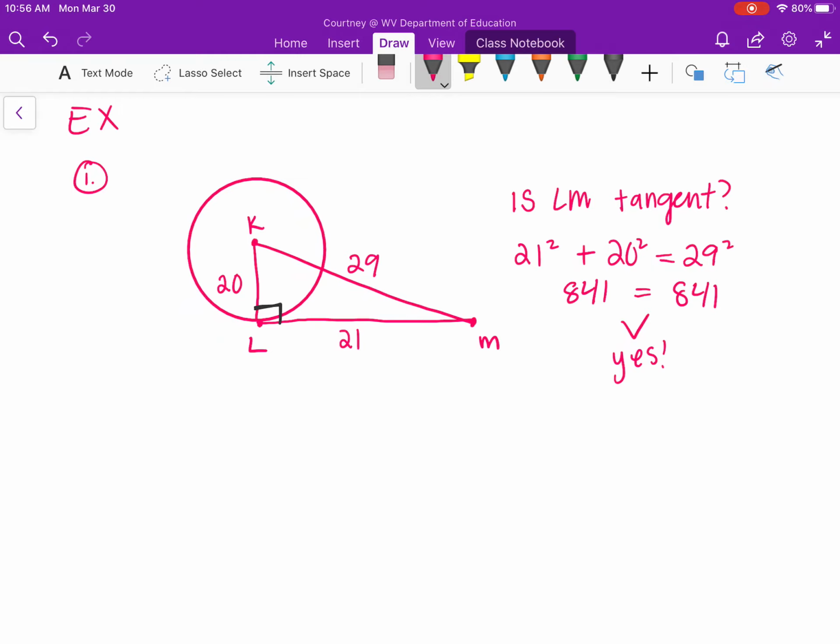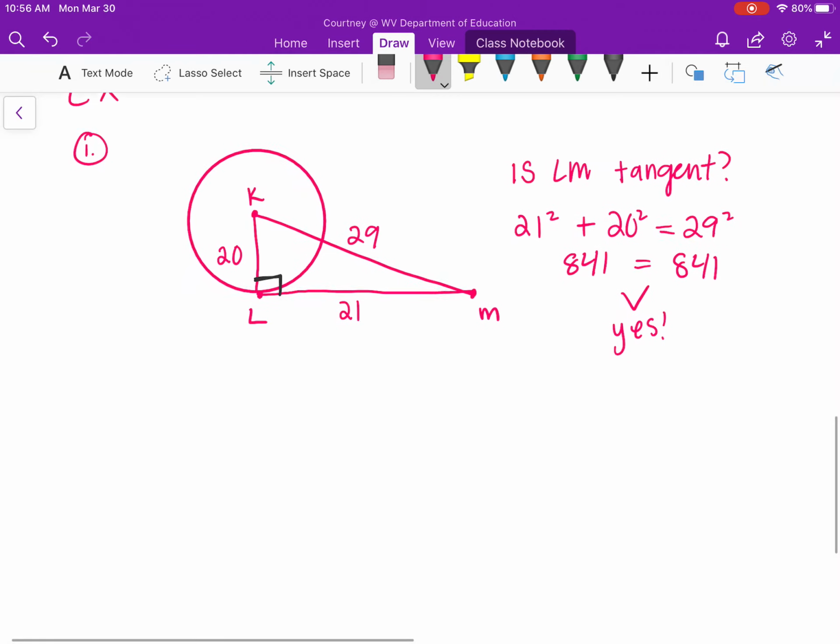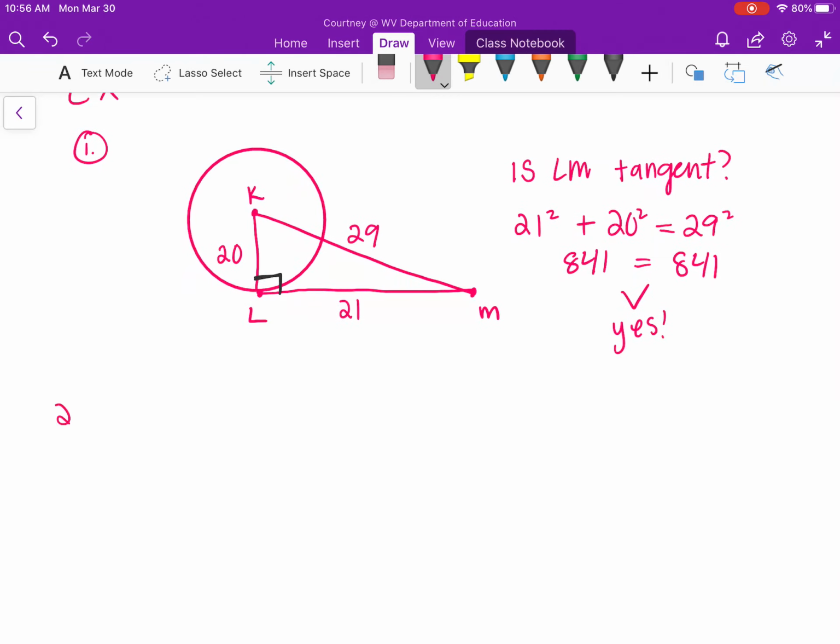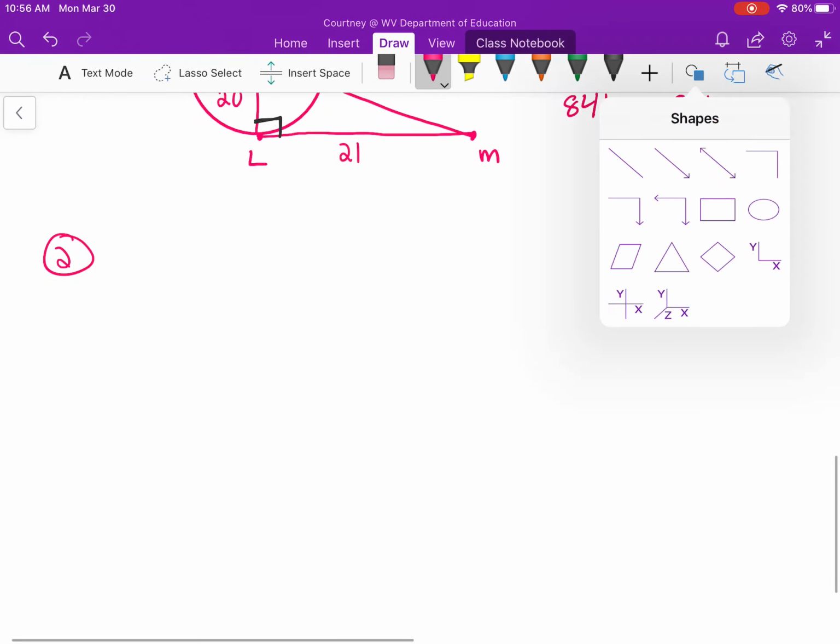Again, just to recap, the way we can find out if something is tangent for sure is by using the Pythagorean theorem, because the Pythagorean theorem only works for right triangles, and if it holds true, then that means this is a right triangle. So example 2 is kind of similar to this.